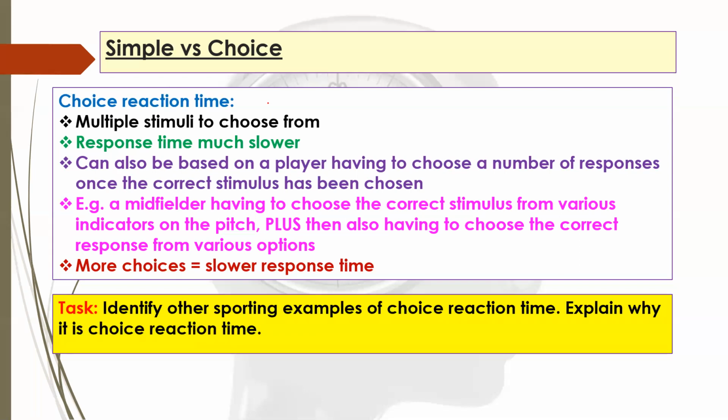Okay, so in terms of your other examples, those are the kind of activity areas that you want to be thinking of. So pick out at least one from those options. Like I said, probably best to think of a racket sport or a bat and ball sport. An instance where choice reaction time might occur in there, and explain why. Why is that choice reaction time in your example?